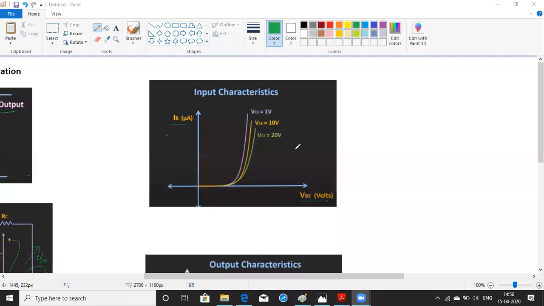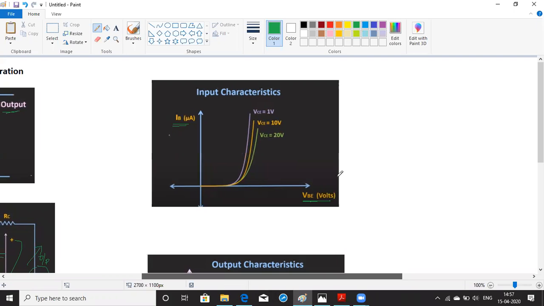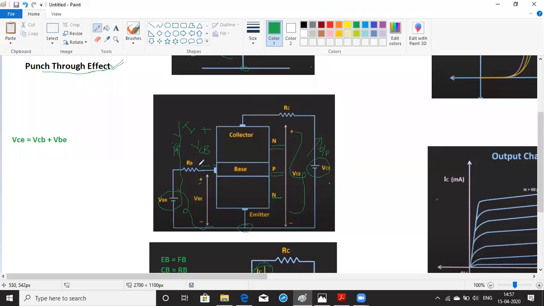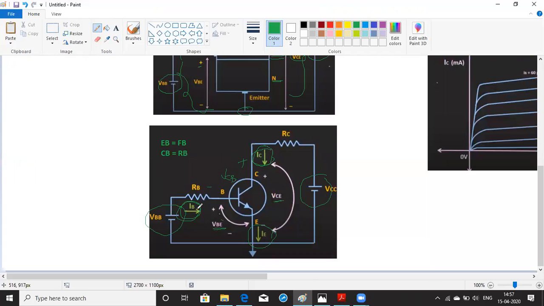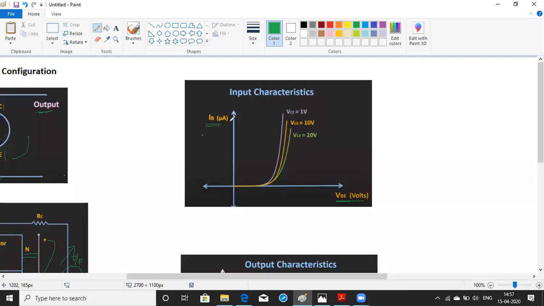Clear? So now coming to the input characteristics. We need to draw the characteristics between the base emitter voltage and the base current, because it is the input voltage and this is the input current. We already know the input current is the base current, which will always be in terms of microamperes because it is a very small amount of current. So we always indicate IB in microamperes.